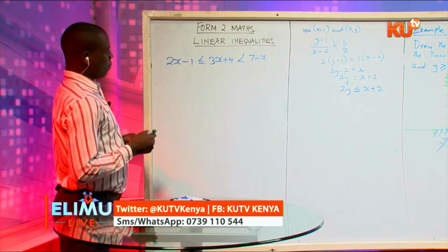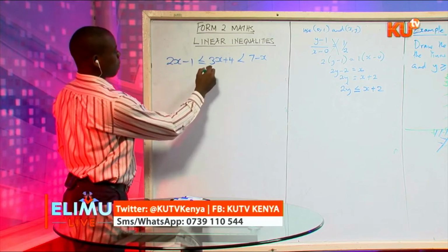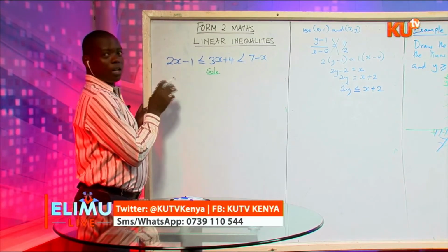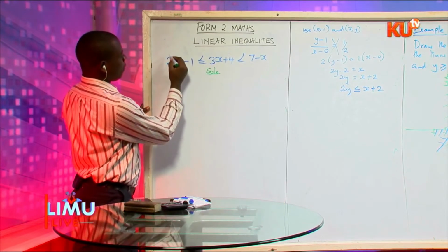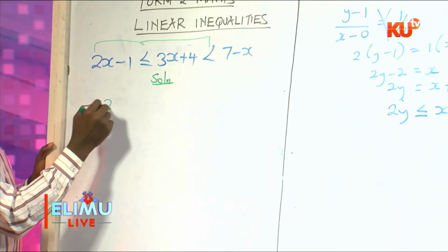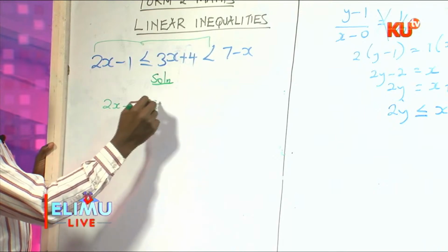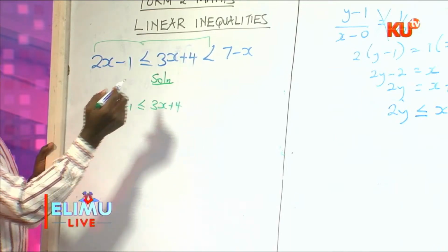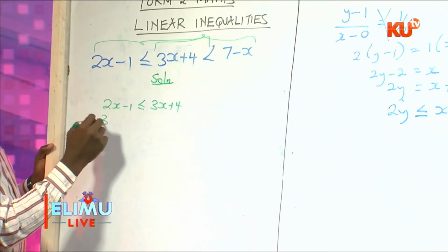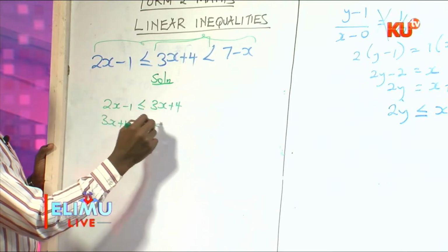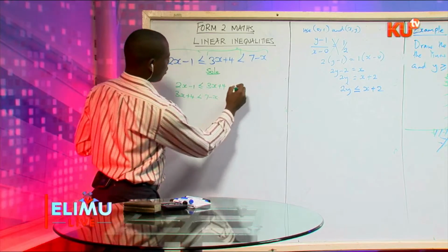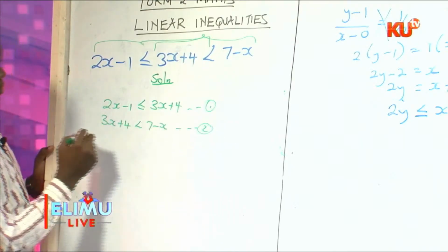If you are given this kind of case, as it was tested last year, then we have to obtain simple inequalities from this. We start from the beginning to where the second inequality sign starts. So you'll have 2x less 1 less than or equal to 3x plus 4. And then again, from the last up to where the second inequality begins, you have 3x plus 4 less than 7 minus x. Then once you have this, you collect like terms from each. So this becomes our 1, and this is our 2.